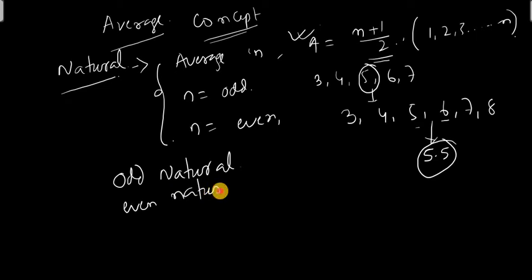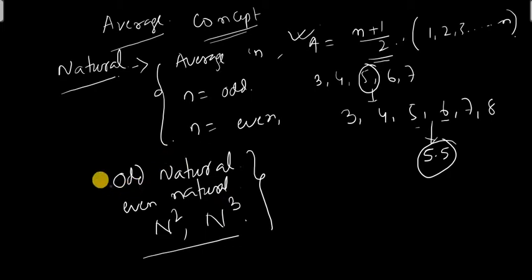We will also build concepts on the sum of the squares of natural numbers and cubes of natural numbers. In number system, AP, sequence, GP, HP, the average concept is easy, and the application part is also easy once the concept is clear.